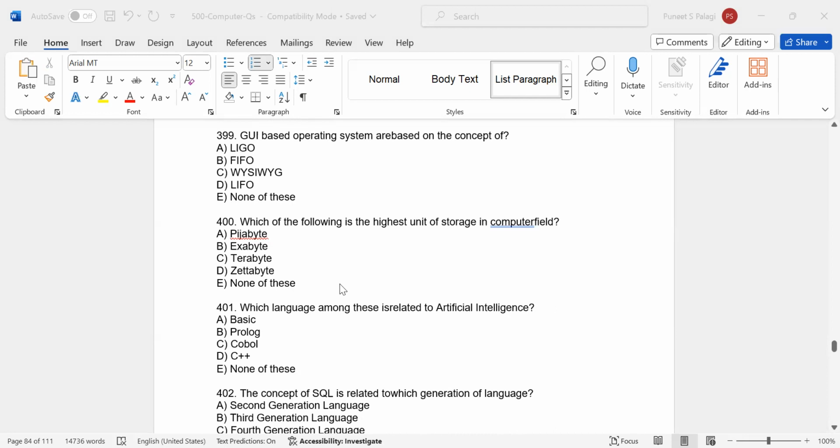So WYSIWYG stands for WYSIWYG. It's a type of editing software that allows users to see and edit content in a form that appears as it would when displayed on an interface, web page, slide presentation, or printed document. The acronym is what you see is what you get. So the right option is C.